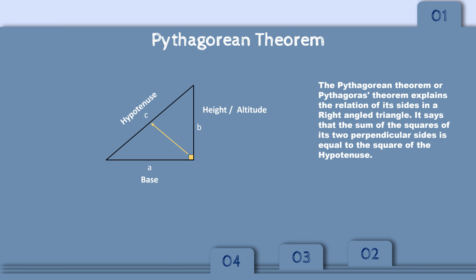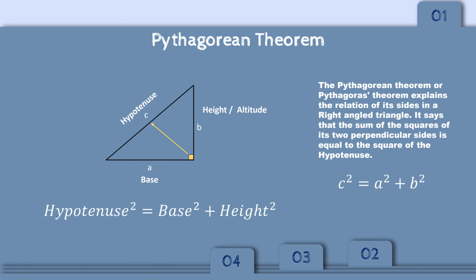The position of the hypotenuse is always fixed in a right angled triangle, whereas the positions of base and altitude can be switched accordingly. According to the Pythagoras theorem, the square of C is equal to the square of A plus the square of B. In other words, the square of the hypotenuse is equal to the square of the base plus the square of the altitude.